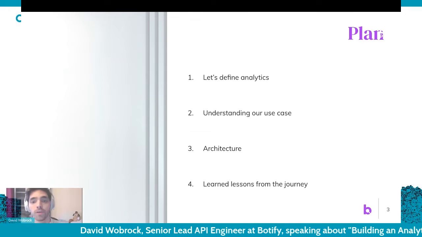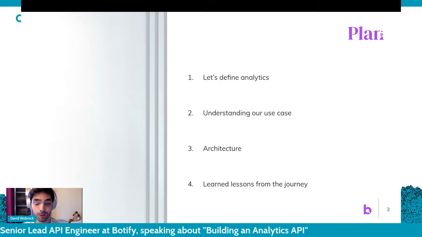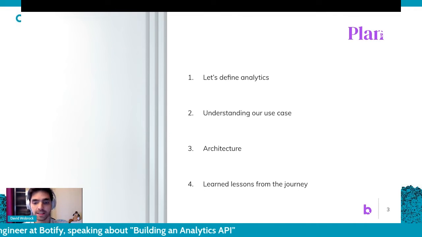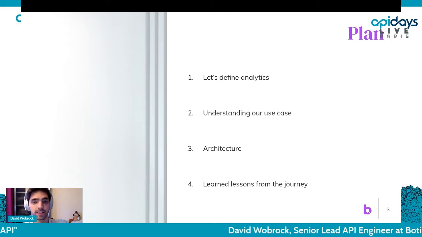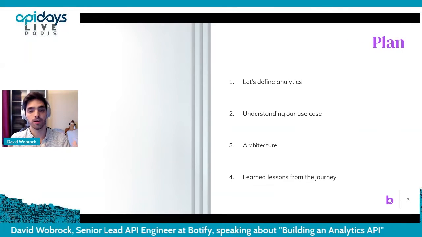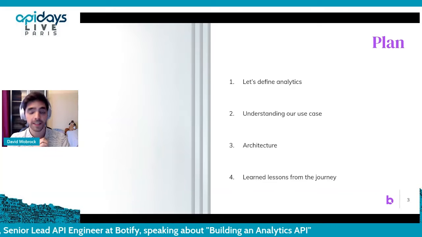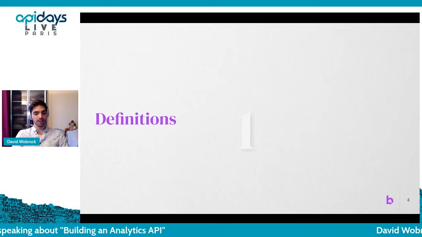So let's jump right into it. What we're going to talk about today to build an analytics API is, first of all, define what I mean by analytics, get the base ground first. Then we're going to talk about the use case that we're trying to solve here and understand what the perspective is, what we're trying to do. Let's talk about architecture, since this is the data architecture track. And finally, the lessons we learned during this journey while building this analytics API.